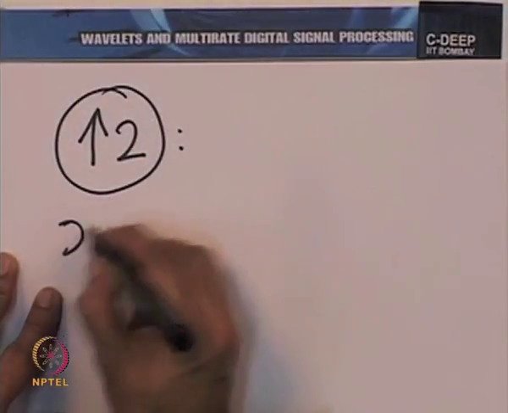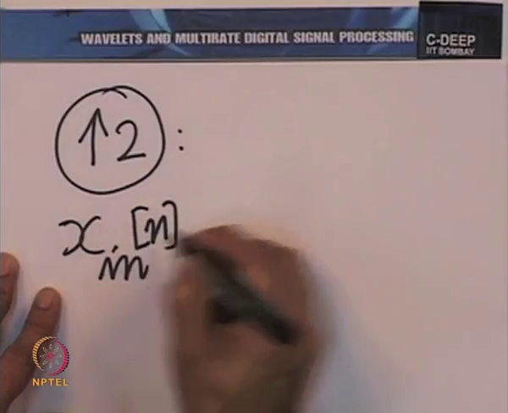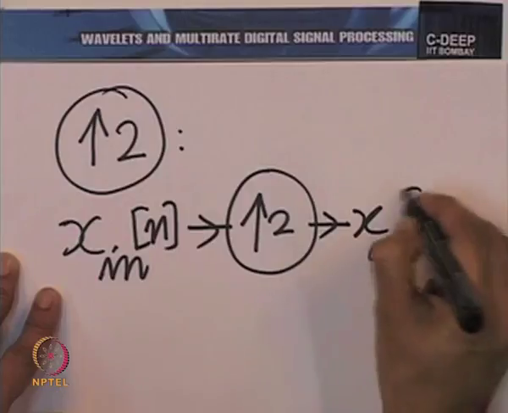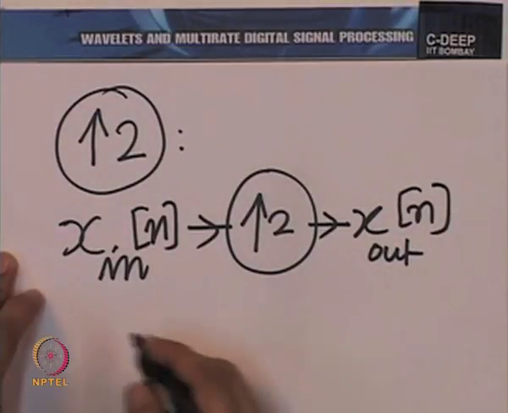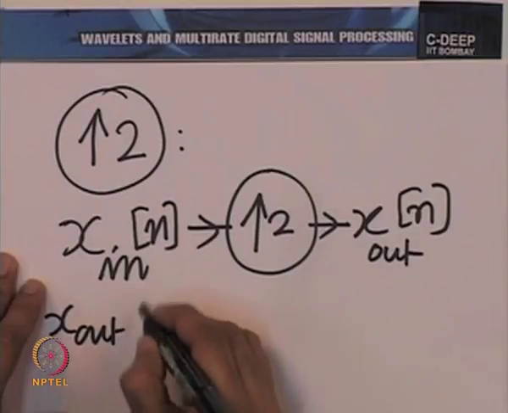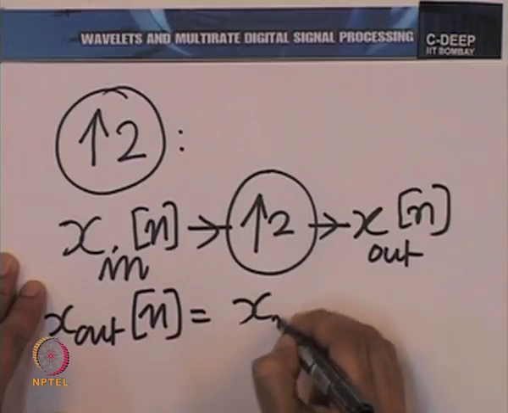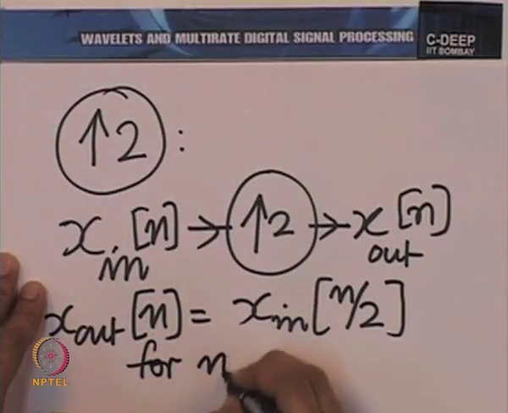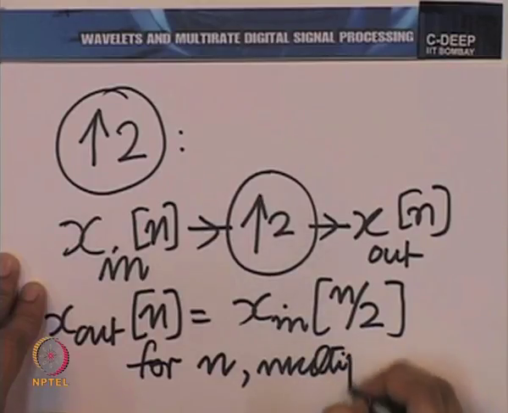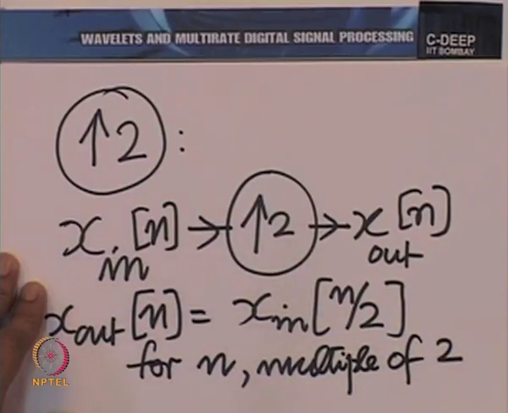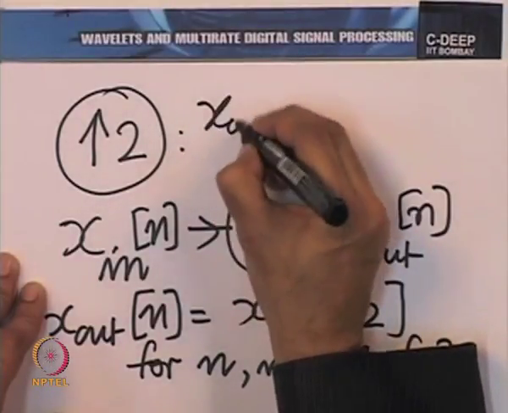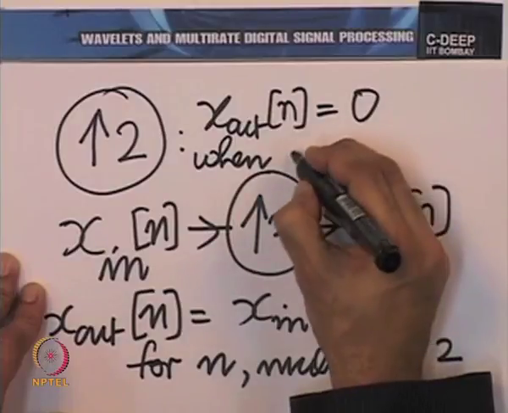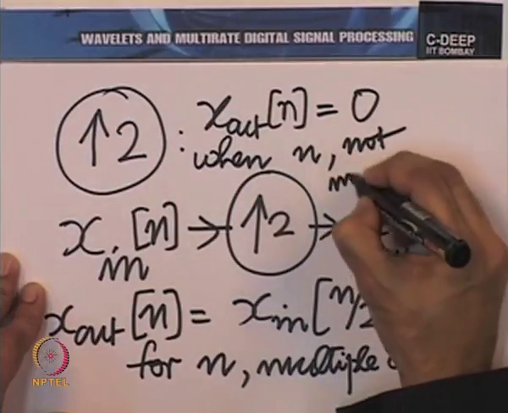So, if you have x in as a function of n, and you subject this to the action of up and to produce x out as a function of n, then x out of n shall be equal to x in at n by 2 for n a multiple of 2, and 0 else, when n is not divisible by 2 or not a multiple of 2.